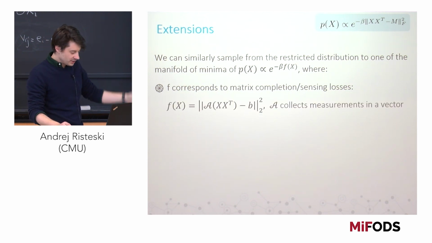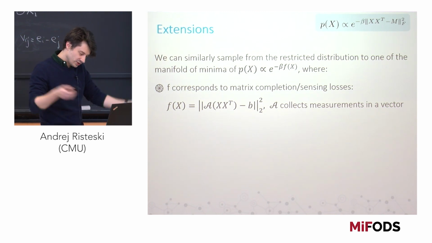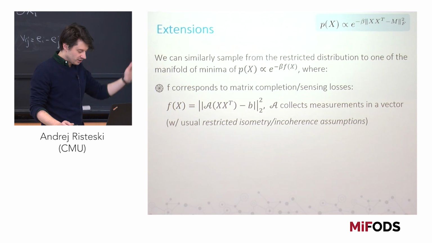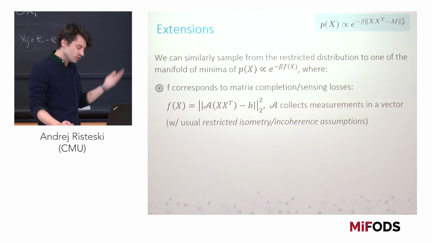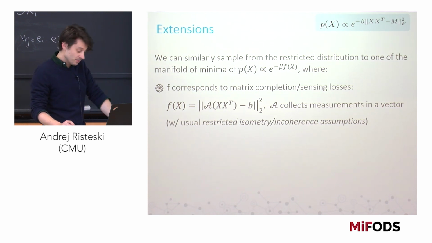So in particular, you can take f of x to be some linear measurement vector of xx transpose minus b, where this linear operator is collecting the measurements, which are either projections or some basically measurements that satisfy the usual assumptions you make when trying to study the problem from an optimization point of view, which in the case of matrix sensing would be something like restricted isometry. In the case of matrix completion, it will be something like incoherence.